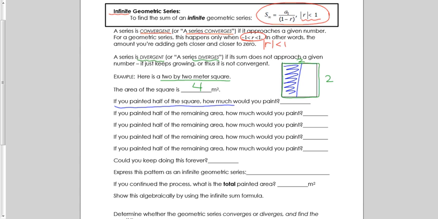So how much did I just paint? I just painted 2 square meters because it was half of my total area. Now I'm going to paint half of the remaining area. So if I paint half of the remaining area, how much did I just paint? Well, half of 2 was 1, so I painted 1 square meter. Now I'm going to again paint half of the remaining area. So if I paint half of the remaining area, I'm now painting a half of a square meter.